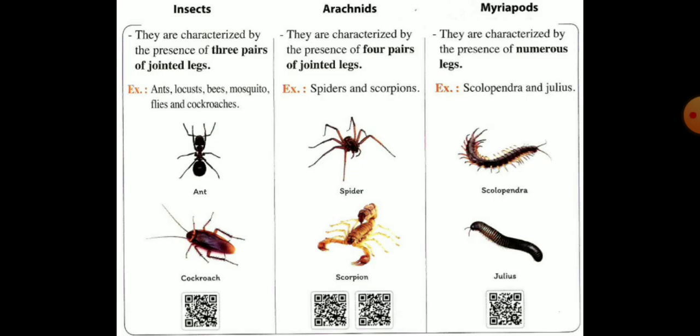So first we will start with insects. Insects are characterized by the presence of 3 pairs of jointed legs. Examples: ants, bees, and flies. Number 2, arachnids. They are characterized by the presence of 4 pairs of jointed legs, for example spiders and scorpions. And about the myriapods, they are characterized by the presence of numerous legs. Examples: scolopendra and julus.